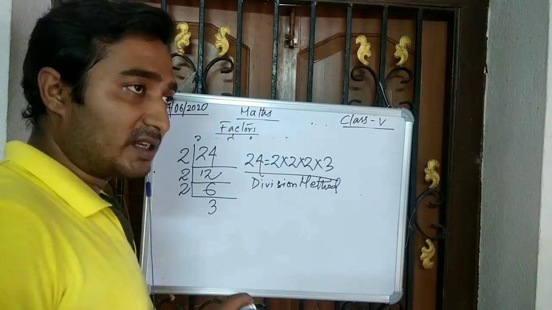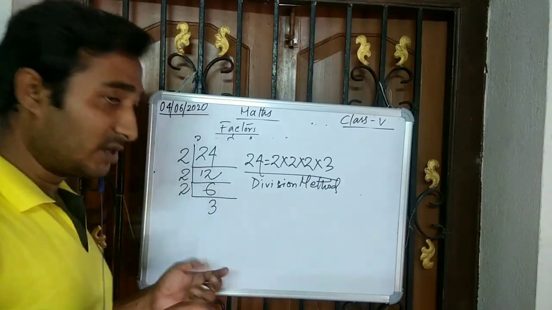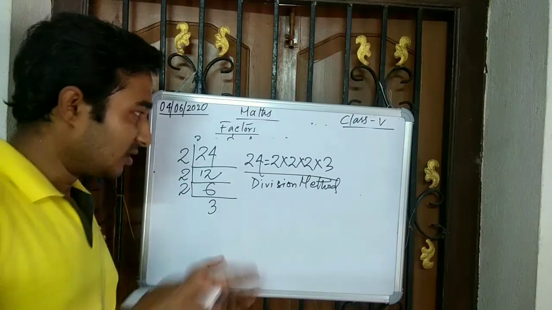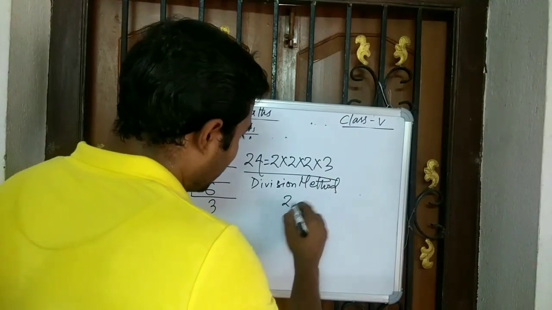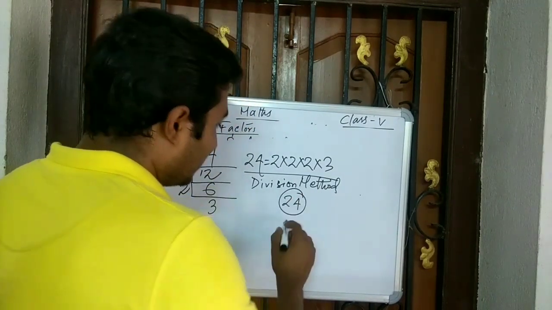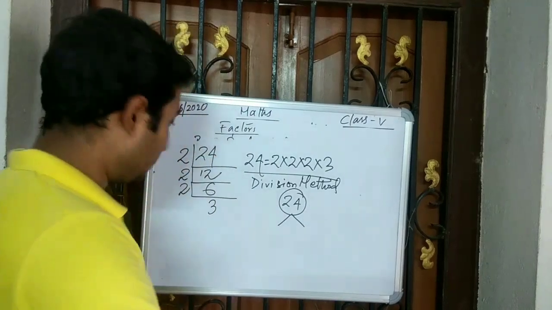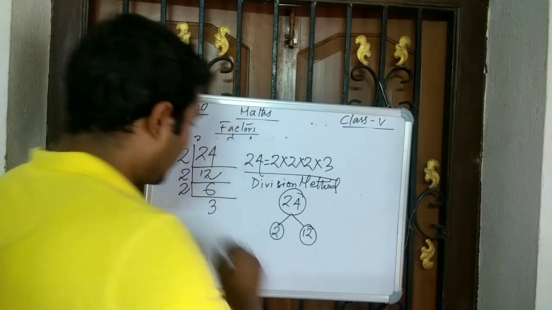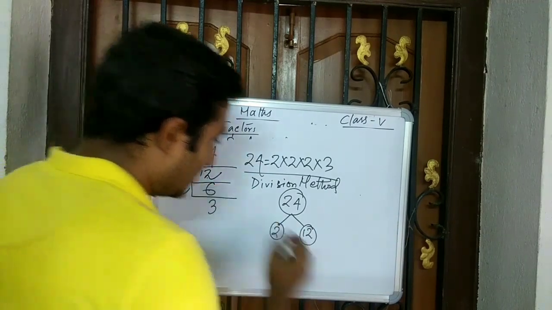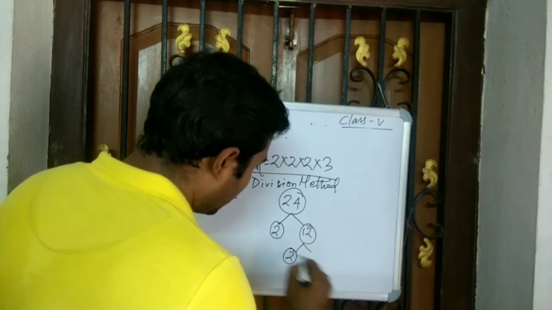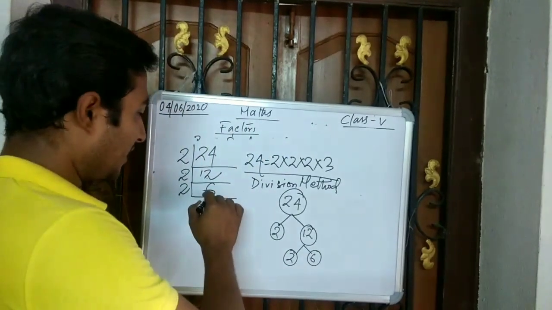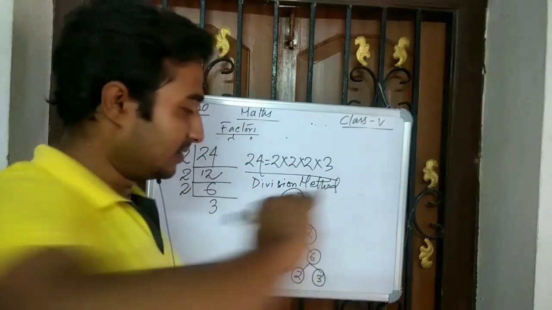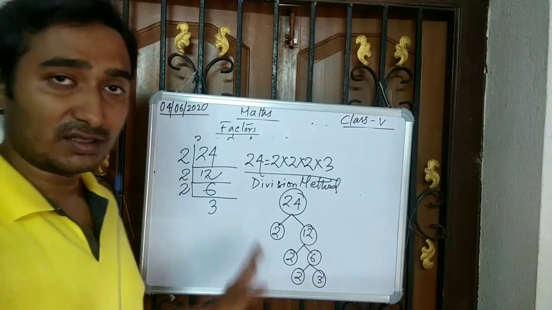Another method is the factor tree. Whenever you are using a factor tree, we have to use this division method in the background. In a factor tree, how do we write? We write it as a binary tree. 24 is divided into two parts, 2 and 12. Further, 12 is divided into two parts, 2 and 6. Again 6 is further divided into two parts, 2 and 3. So this is our factor tree.